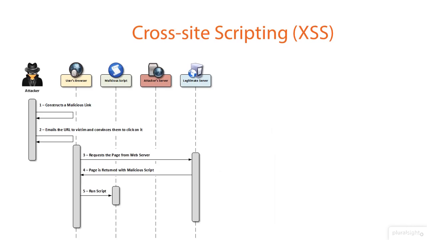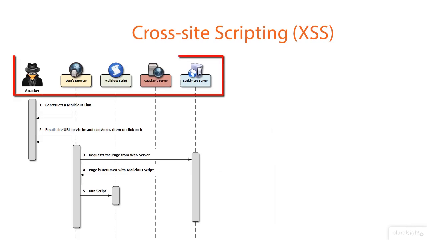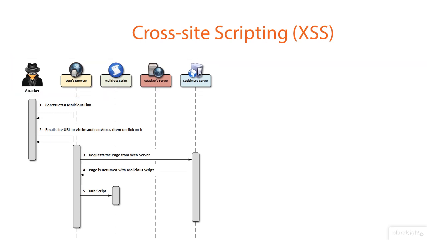All right, so if we look at this in a little more detail, we have an overview of an attacker. We have the user's browser, a malicious script, the attacker server, and a legitimate server. And as you see here, it starts off with the attacker constructing a malicious link. They're going to send that to the user, all right? Whether, again, it's an email or instant message, in some fashion, they're going to get that URL to the victim and then convince them to click on that link. And that's where the trouble begins.